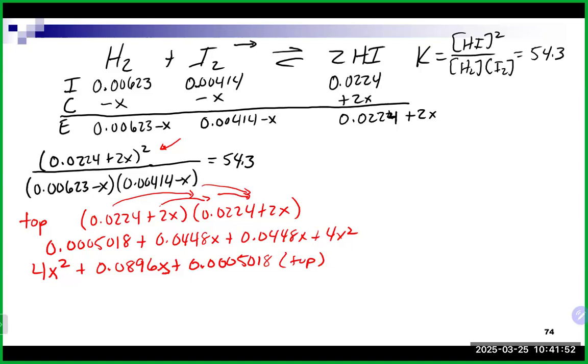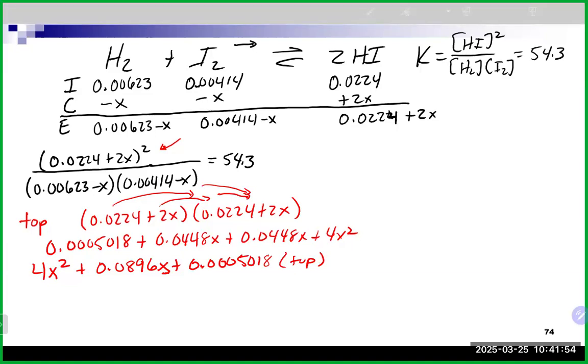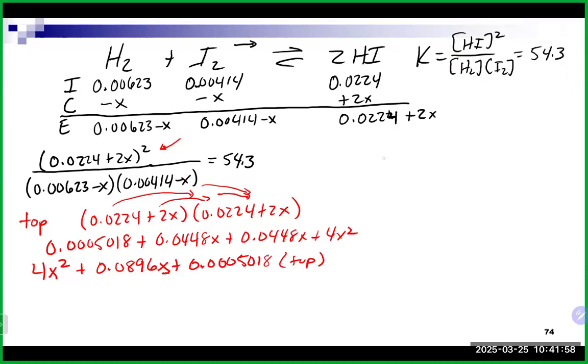We're going to do the same thing for our bottom here. Do it in a different color, maybe. We'll go blue. So for our bottom, we'll go here, 0.00623 minus x, 0.00414 minus x. Once again, obviously in and out, and then in and out, right? So that is going to give us here, and again, this is the bottom.